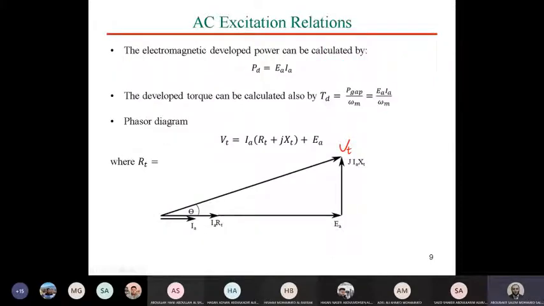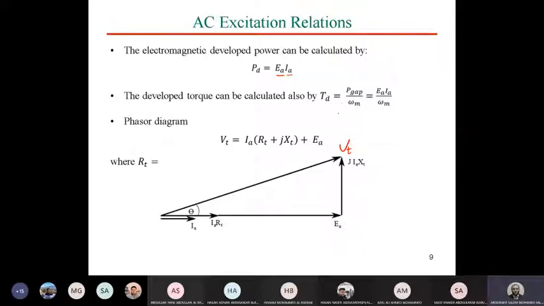This is the phasor diagram of our AC universal motor. The power can be calculated similarly to before. It's EA multiplied by IA. You have the relation of EA and IA, so you can calculate it. And the developed torque equals the air gap power over omega M, which is EA IA over omega M. So this is now the relation of torque and power.